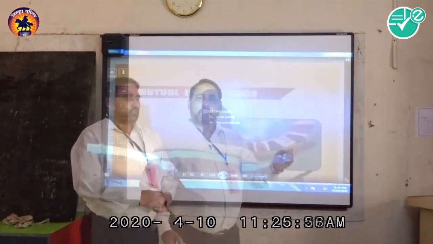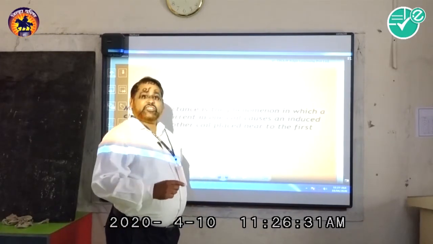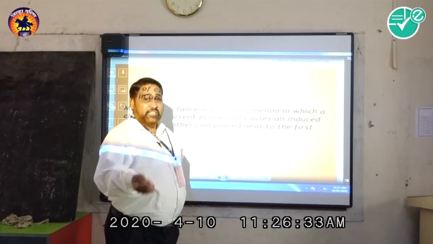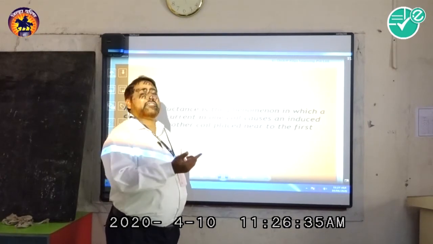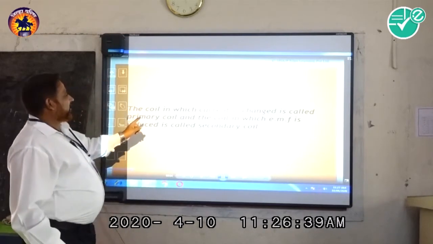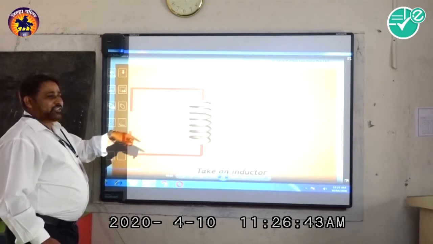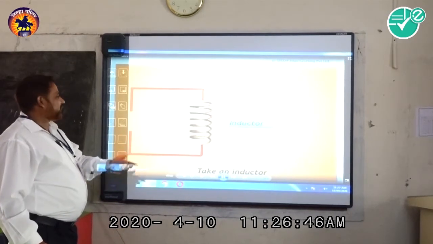Phenomena of mutual induction. In this particular case, what happens? The induced EMF is produced in the neighboring coil due to the change in flux in the first coil. So that can be described like this. The coil in which the current is changed is called the primary coil, and the coil in which induced EMF is produced is called the secondary coil.